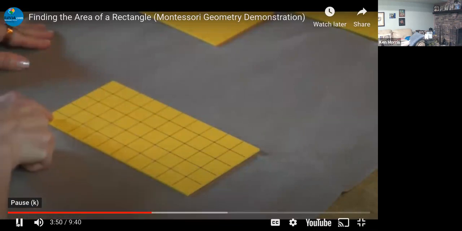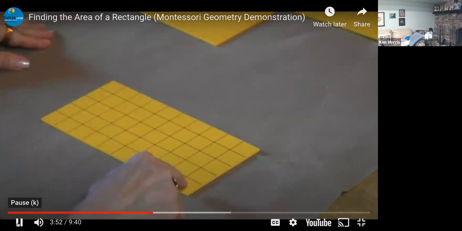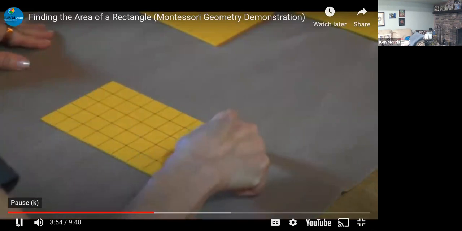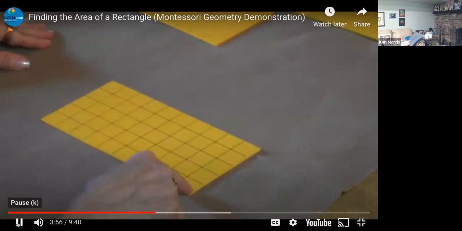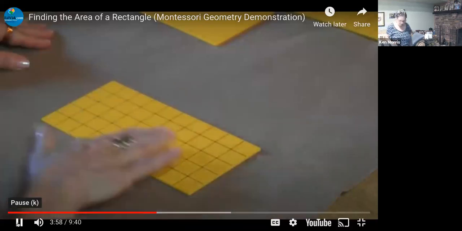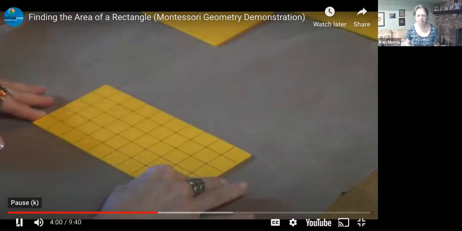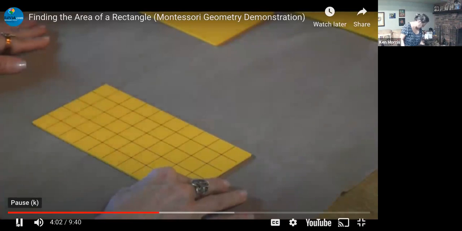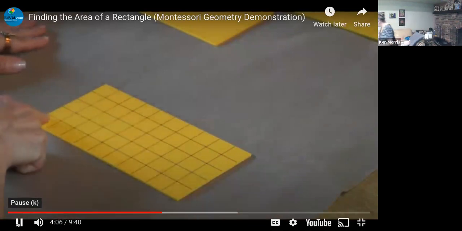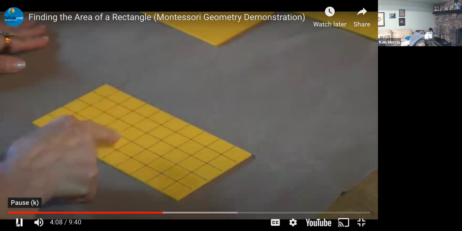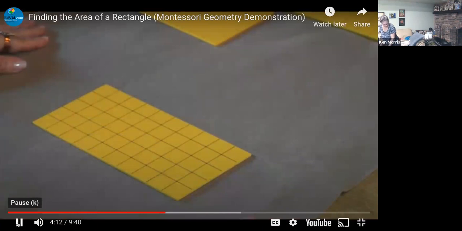Well, there are 10 units on this side and 5 units on this side. 10 taken 5 times is 50. So the measurement of this rectangle is 50 square units. How do I know that? Because the squares cover the whole surface of the rectangle. So when I'm measuring surface, I will use square units as my measurement.